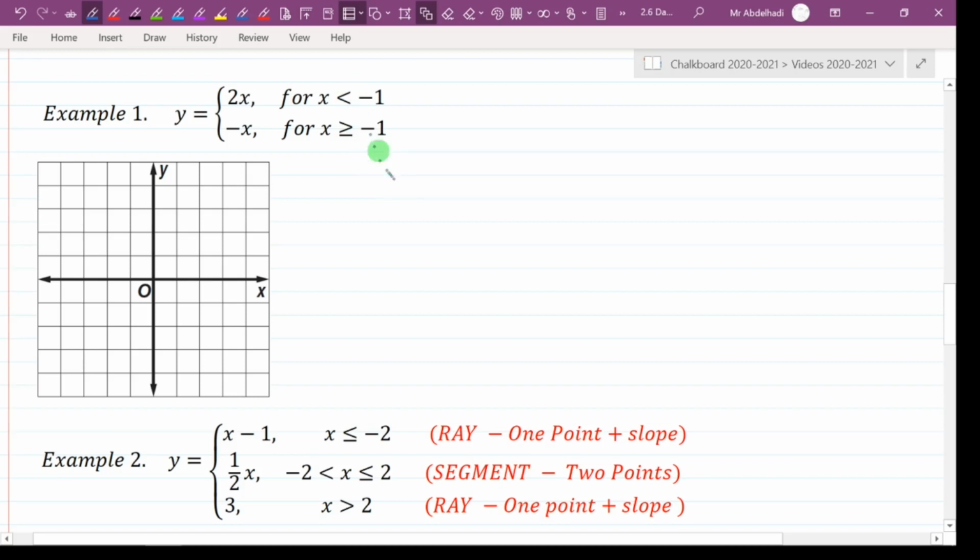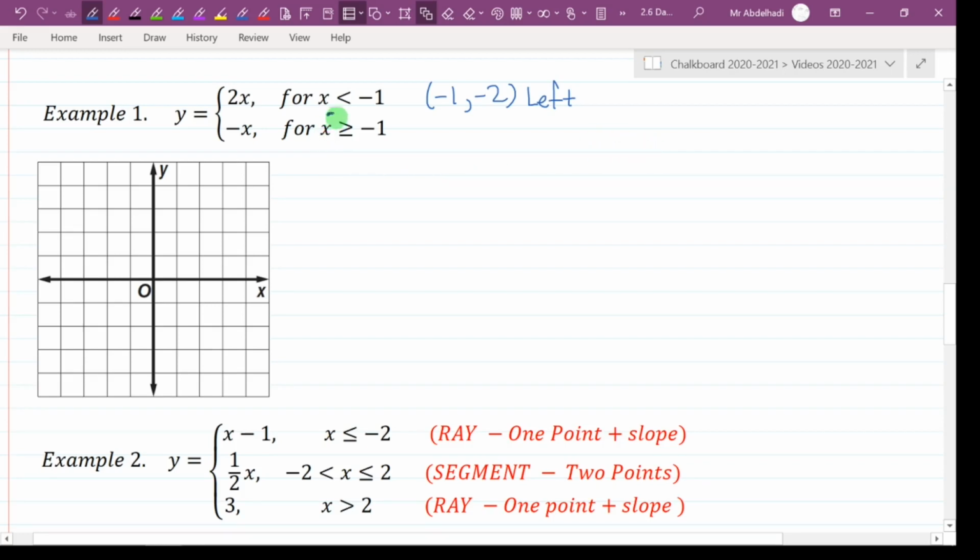Now, if your x is negative 1, which I gave you, what's your y? Take the negative 1, plug it in, and evaluate. 2 times negative 1 is negative 2. And that's your endpoint. Now, what does this say? Less than. That means you're going to the left. With a point and a direction, you can draw a ray.